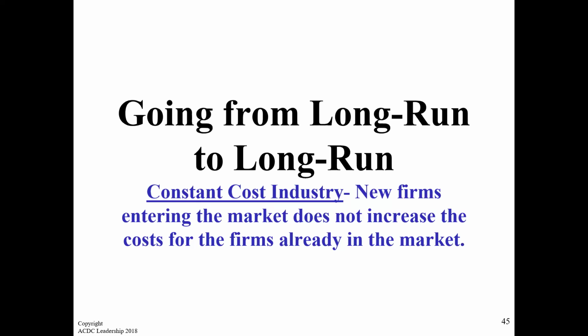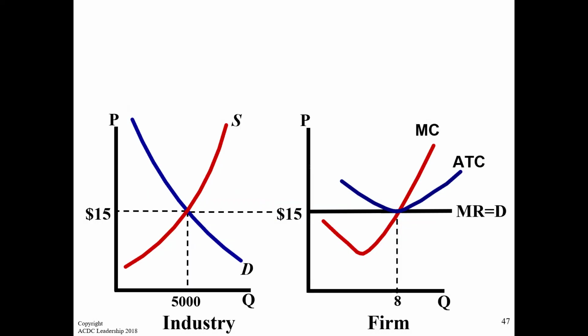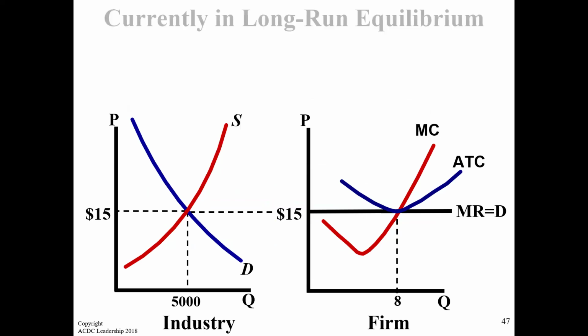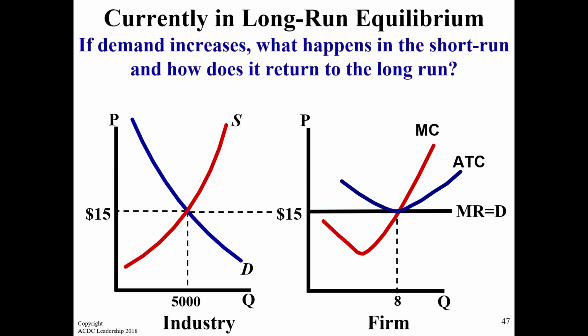Now, I've been doing it 15 years. There's been one side-by-side perfect competition question that hasn't been constant cost. So most of the time they are, but from long run to long run. All right. Did I give you a spot for this in your notes? And did I say if demand increases? Okay, let's play it out. Increase demand and then get back to the long run.